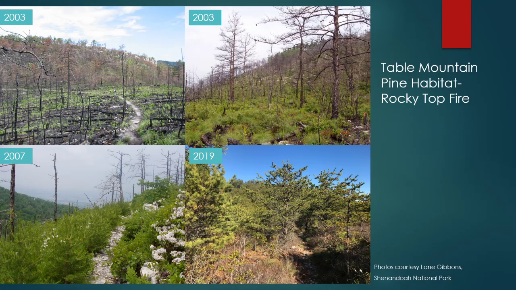These are a series of photos showing Table Mountain pine regeneration after a high-severity fire. High-severity fires are often called stand-replacing fires due to the fact that most of the mature trees are killed. The top left photo shows an area of the Rocky Top Fire in Shenandoah National Park a few weeks after the fire occurred. The top right photo shows an area of the same fire later in the same calendar year. The bottom left photo shows an area of the same burn area 5 years after the initial fire. Finally, the bottom right photo is from last year. The area now has a mature stand of Table Mountain pine.